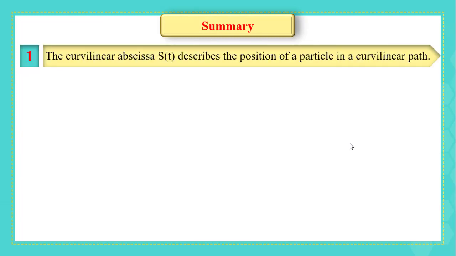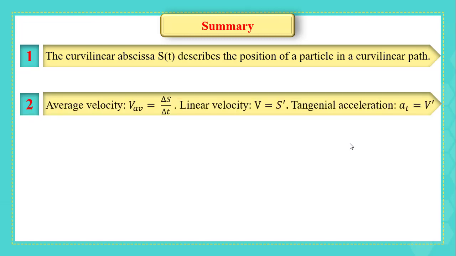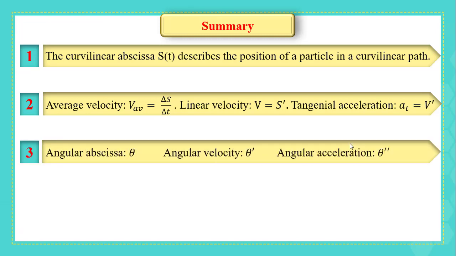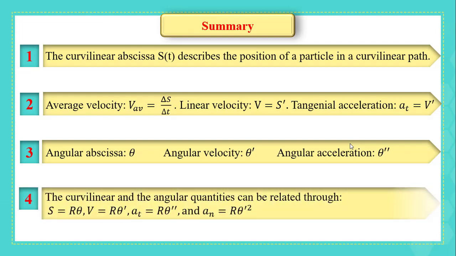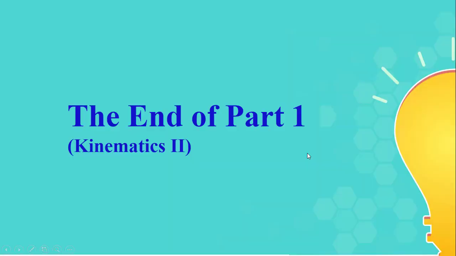Let us now sum up. 1. The curvilinear abscissa S of t describes the position of a particle in a curvilinear path. 2. The average velocity is given by delta S divided by delta t. The linear velocity is the derivative of the curvilinear abscissa S, and the tangential acceleration is the derivative of the linear velocity. 3. The angular abscissa is given by theta, the angular velocity is given by theta prime, and the angular acceleration is given by theta double prime. 4. The curvilinear and the angular quantities can be related through S is equal to r theta, v is equal to r theta prime, at is equal to r theta double prime, and an is equal to r theta prime squared.